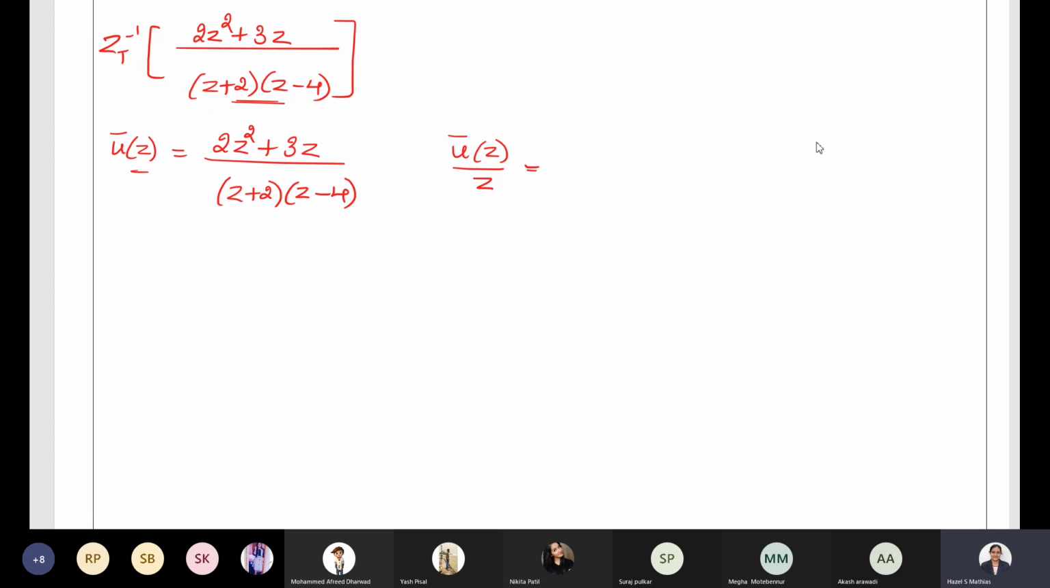That means divide by z on both sides. So here it will be U bar of z by z. What happens when you divide by z over here? If I take z outside from the numerator, it will be 2z plus 3. Am I correct? From the numerator, if I take z outside, 2z remains plus 3 remains. So when I divide by z, this z gets cancelled. What remains? 2z plus 3 divided by z plus 2 into z minus 4. Am I correct?